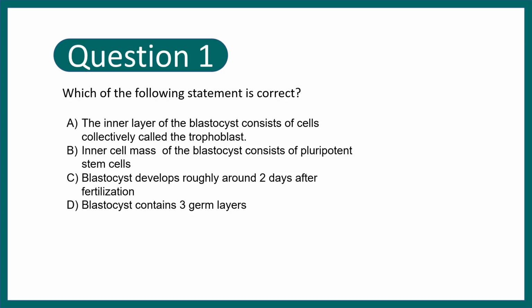Now get back to the questions. Question number 1 says, which of the following statements is correct? The inner layer of the blastocyst consists of cells collectively called trophoblast. Inner cell mass of the blastocyst consists of pluripotent stem cells. Blastocyst develops roughly around 2 days after fertilization. Blastocyst contains 3 germ layers. Among these, you have to choose the correct statement. The correct statement here would be option B.